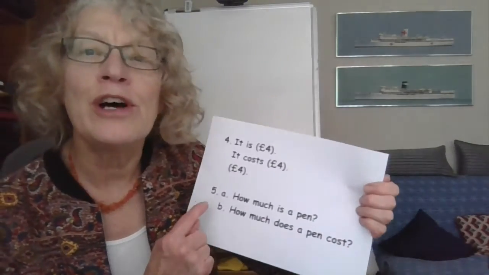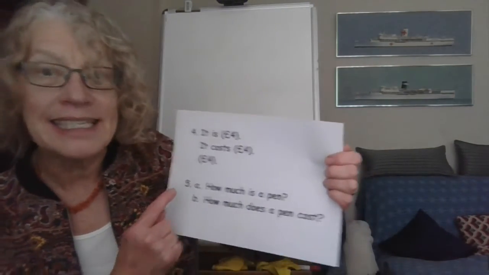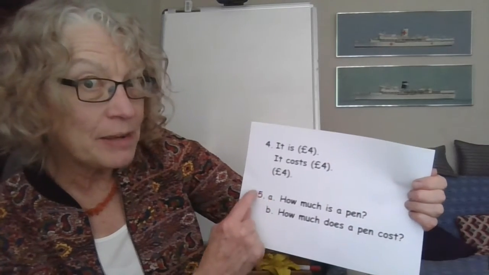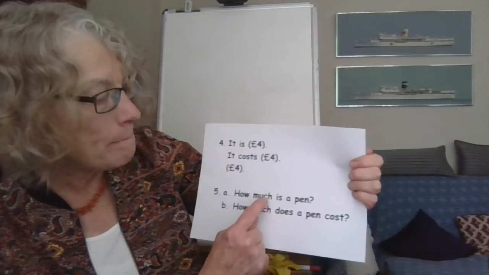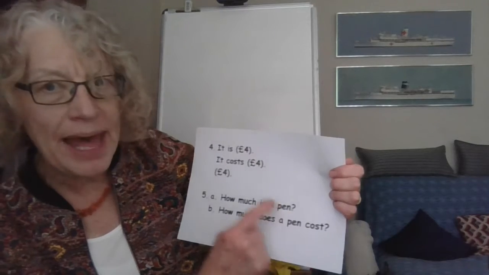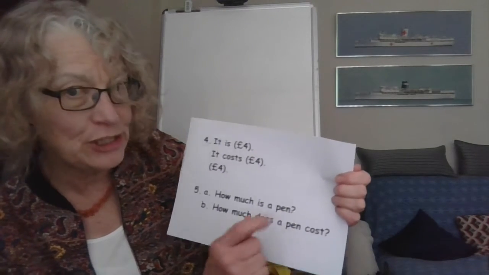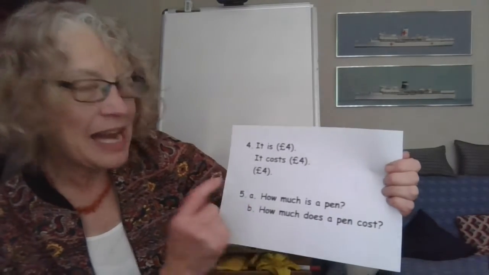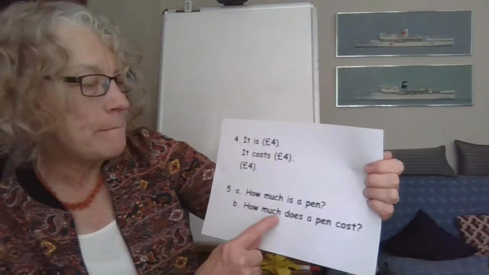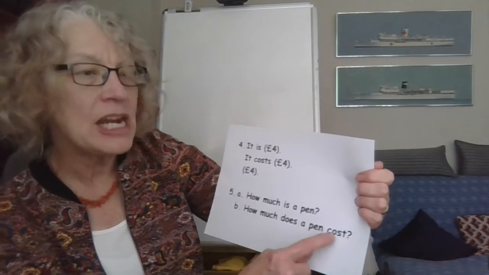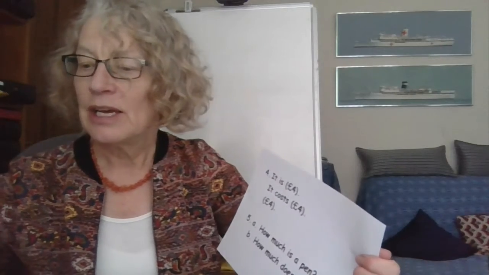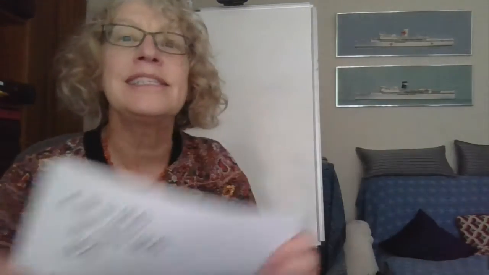And then the words in the right order to make sentences. A, for number 5, is how much is a pen? With the question mark at the end. And B, how much does a pen cost? So there we are. Those are all the answers to the 5 questions.